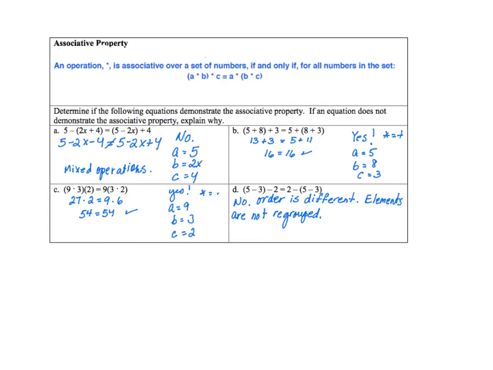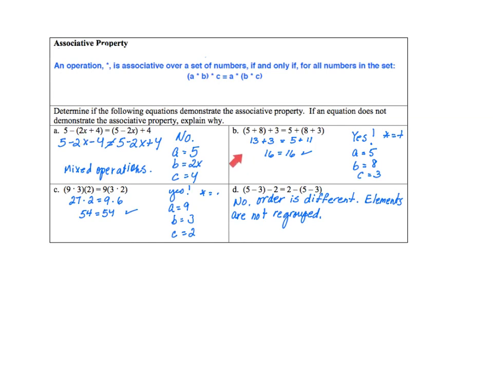And here are my answers. The first letter A does not show the associative property. It was 5 minus 2x plus 4, and we just switched the parentheses to move the parentheses around the 5 and the 2x rather than the 2x plus 4, and you'll notice that they don't work. The operations are mixed. I have some subtraction and some addition. That does not work.